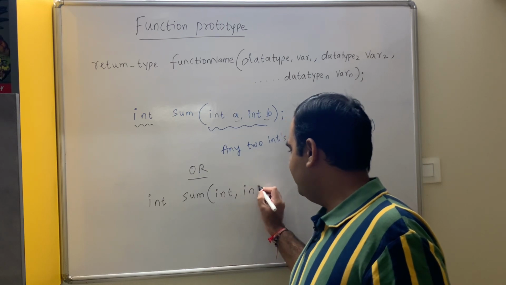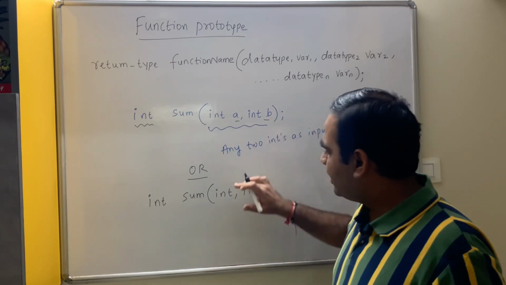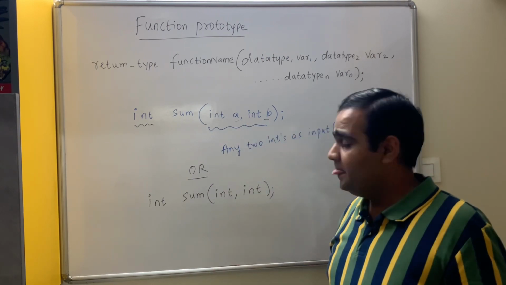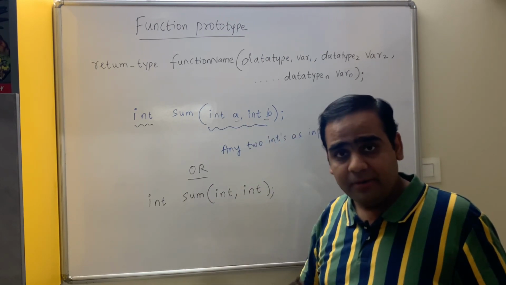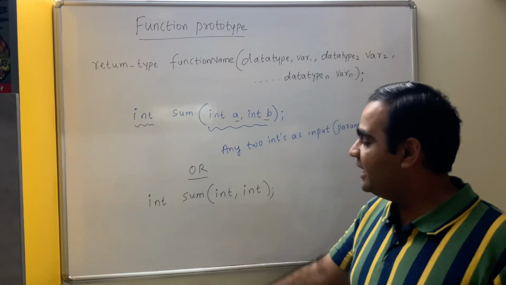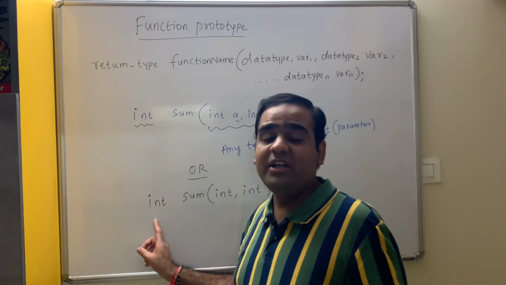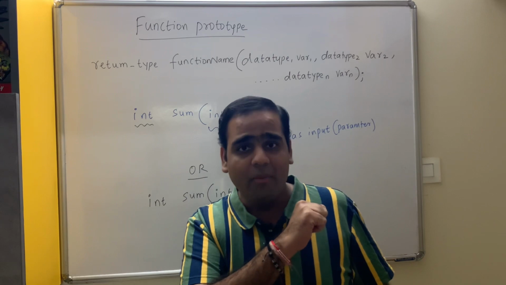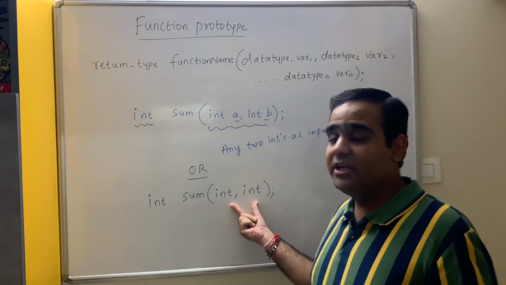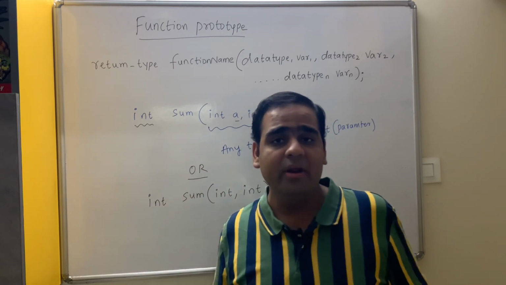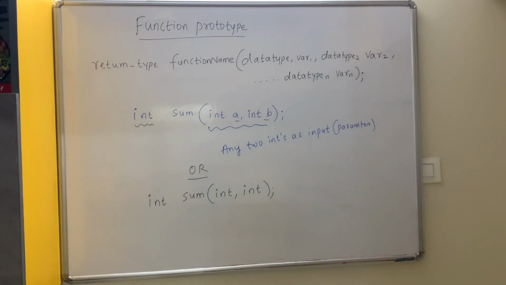Now what does it mean? These 2 prototypes are exactly same. It also says to the compiler that sum is a function which takes any 2 integers as input and it gives the answer in the form of integer. This is the return type. It gives the answer back in the form of integer and it takes any 2 integers as input, where sum is the function name. We'll see some more examples. I hope that you have understood it. You may pause the video and make a note of it.